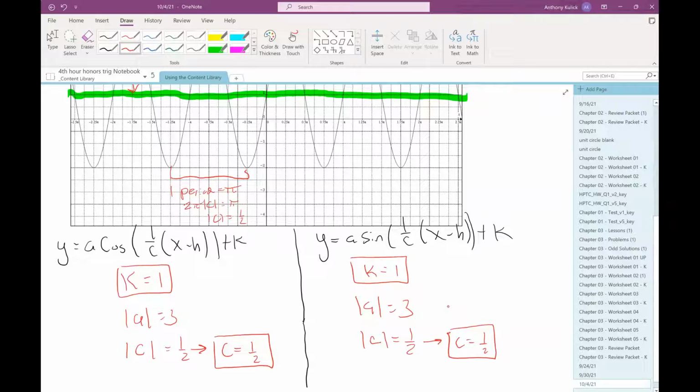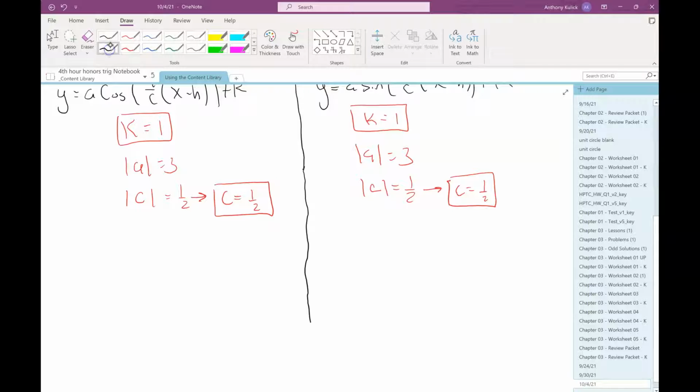Everybody so far so good? Okay, and then the most challenging part tended to be finding the value for h. To find the value of h, I'm going to be comparing a point from the parent function to a point in the transform function. When choosing a point from the parent function, I would prefer to pick a point whose x-coordinate is 0. So for cosine, that would be 0, 1. If I looked at the graph of cosine, that's a maximum.